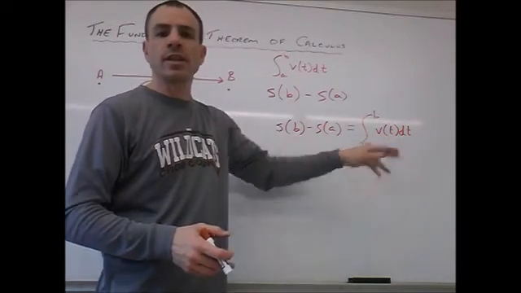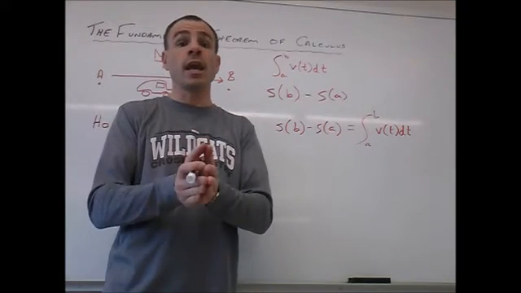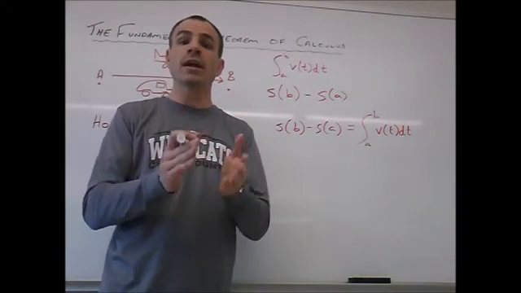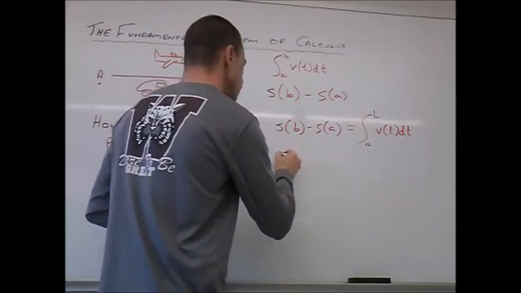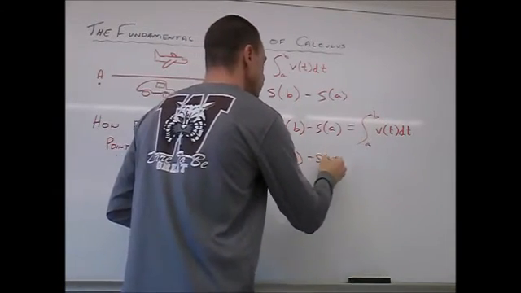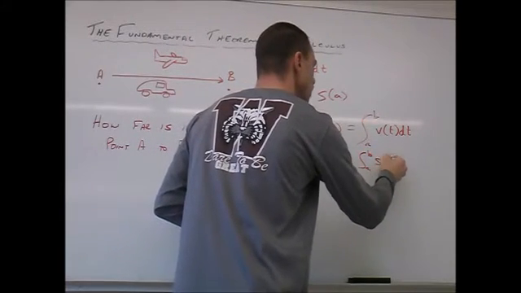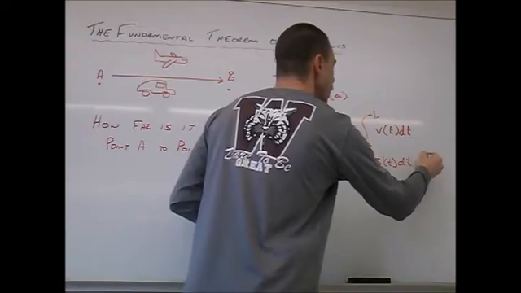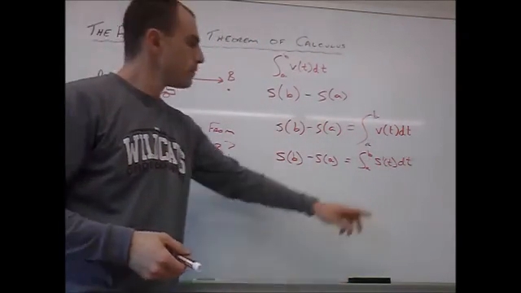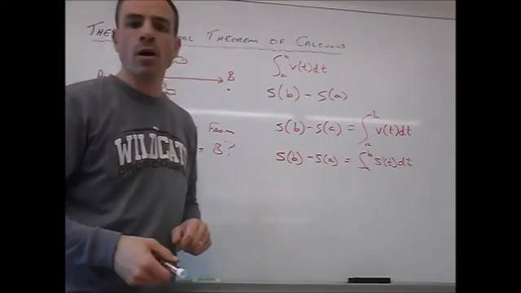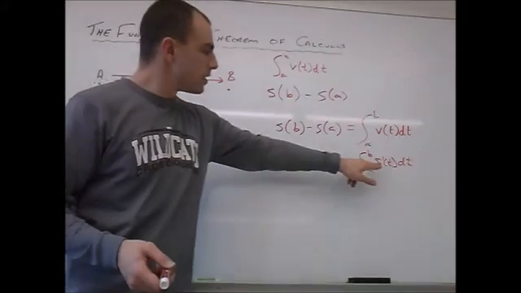We see velocity. What's the connection between velocity and position? Exactly. Velocity is the derivative of position. So let me write this again. And I'm going to write it as S prime of t dt instead of velocity. So we've got S prime. Okay, now, this is S, and this is S prime.